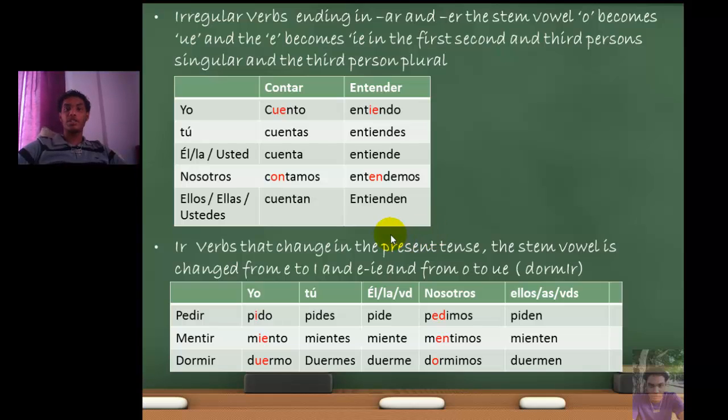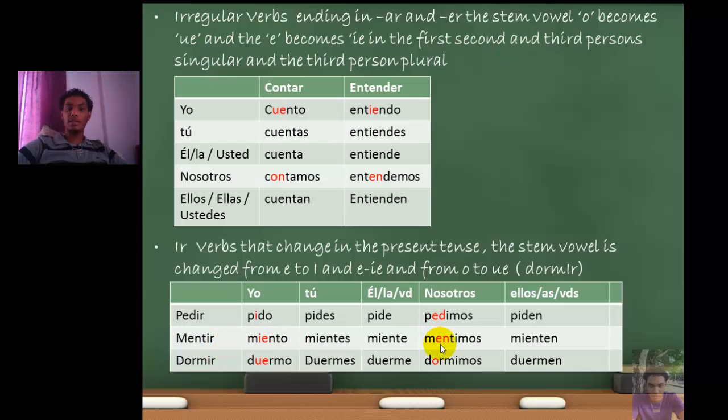There are IR verbs that change in the present tense, right? And these stems change from E to I and E to IE. So for example, we have pedir, which means to ask for, to request. Pido, and then in nosotros form, it's pedimos. So just note these changes in the irregulars.